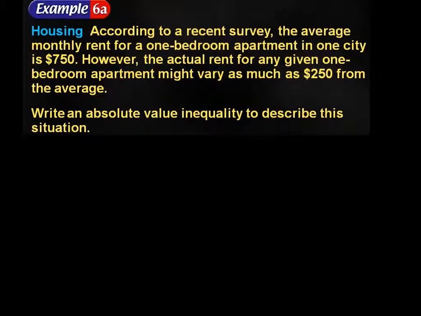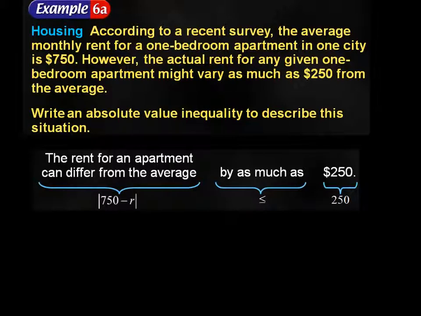According to a recent survey, the average monthly rent for a one-bedroom apartment in one city is $750. However, the actual rent for any given one-bedroom apartment may vary as much as $250 from the average. Write an absolute value inequality to describe the situation. Okay, so they made the expression the absolute value of 750 minus R to represent the rent of an apartment can differ by the range. It can be around that $750 by as much as, so it's less than or equal to, not more than, $250. So now we get to solve.